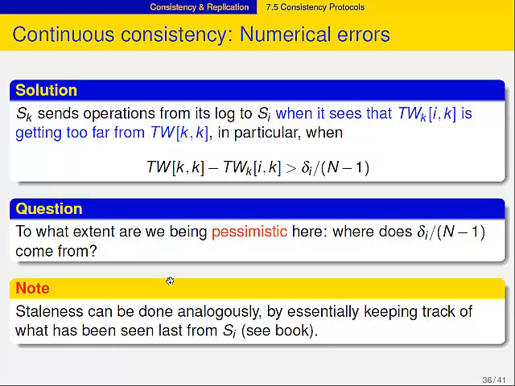Now, in the book I also explain how you can do this for staleness, which is time, and it's exactly the same thing. I must say this is the easiest explanation of continuous consistency. You can also do this for relative errors. Basically the expressions just become a bit more intricate, but the principle is exactly the same thing. Do you guys understand what's going on here? Is this clear to everyone?